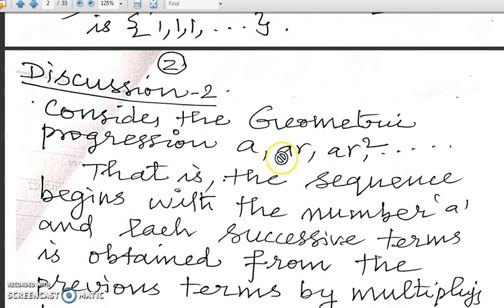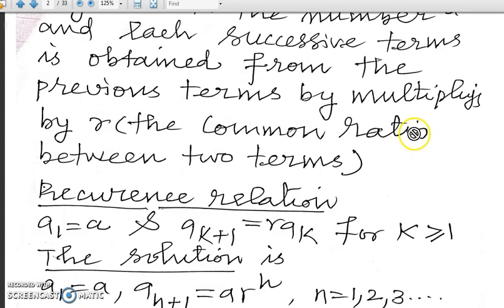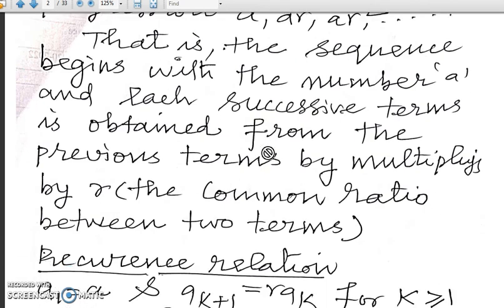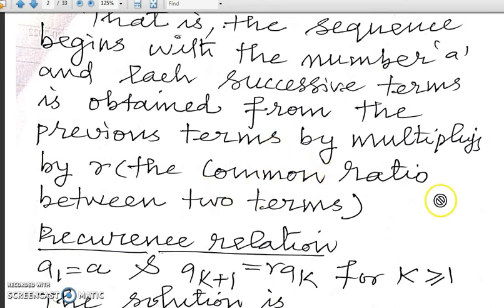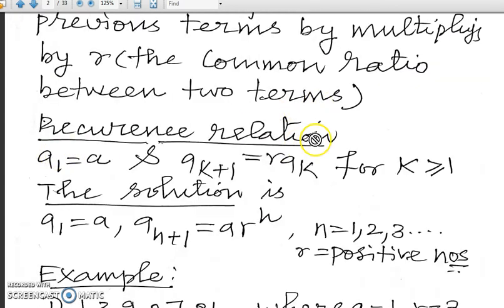The second discussion is about geometric progression. We know that a, ar, ar squared, dot dot dot is called a geometric progression. Here also the initial amount is multiplied by r many times, that is the common ratio, and we get this geometric series. For that, the recurrence relation is a1 equals a, and a(k+1) equals r times a(k) for k greater than or equal to 1.